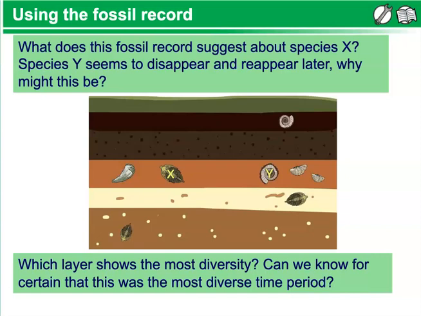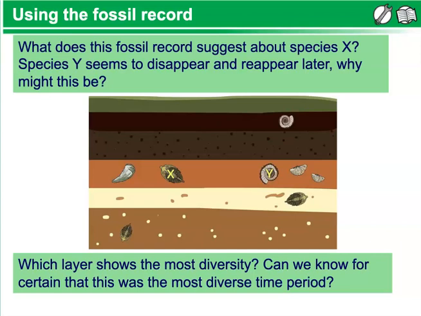The fossil record suggests that species X is either extinct or migrated out of the area after layer 3 was formed. Species Y is not present in layer 4. This may be because it was not present in the area at this time, or because there were no fossils formed. Layer 3 shows the most diversity.